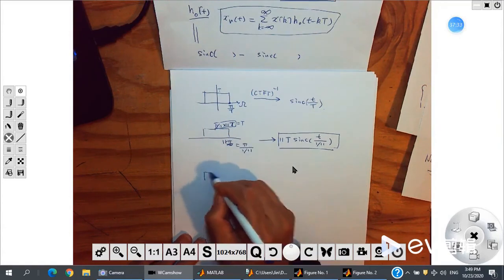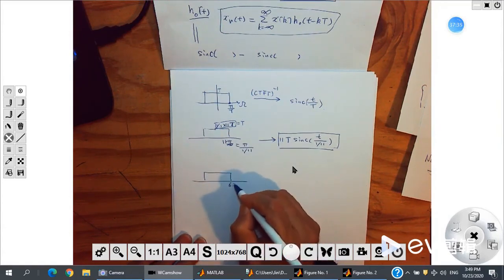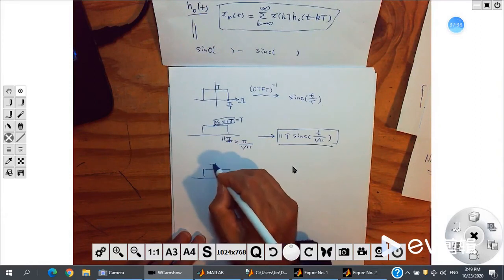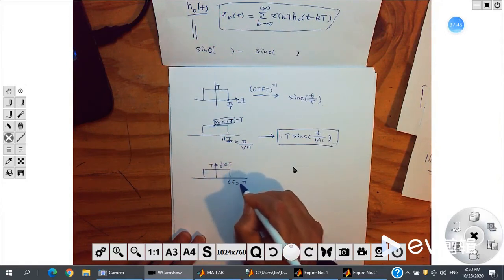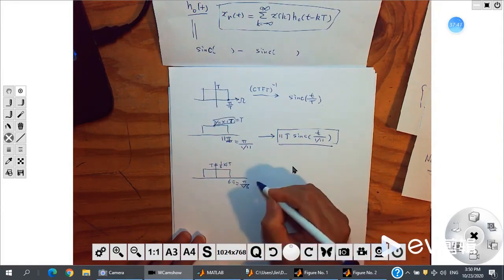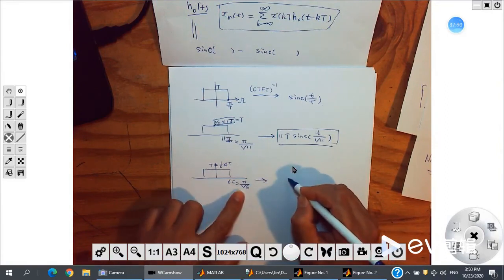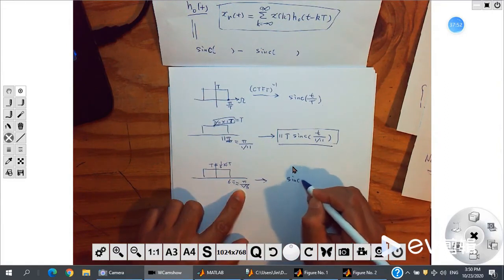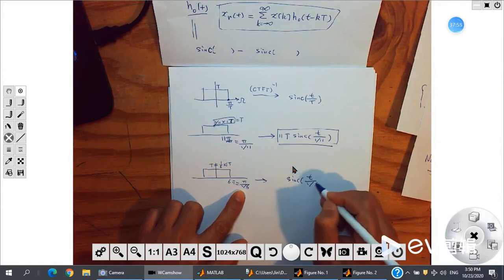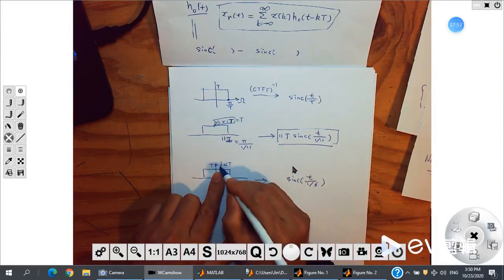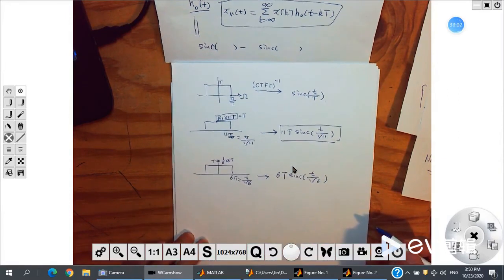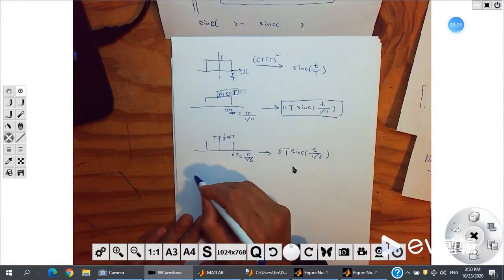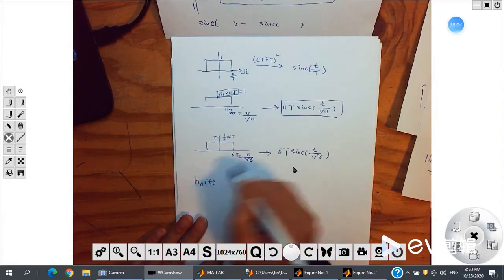And that 6 pi. Here's a T, but I write this as 1 over 6 times 6T. And this is a pi over 1 over 6. This will give us the sinc function t over 1 over 6. But now I need 6T more. Then we have H0. H0(t) will be this one minus this one.